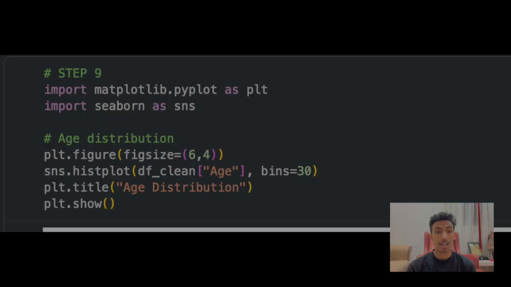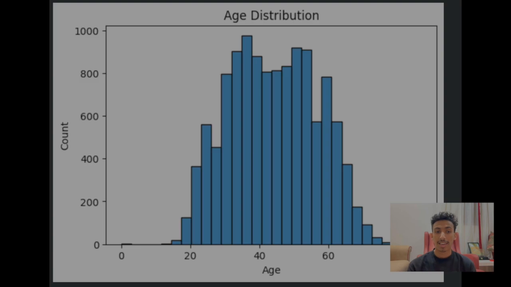Step 11. Visualization. In this step, I visualized the data using different graphs such as histogram, bar chart, and scatter plot. Visualization makes the data easier to understand instead of just looking at numbers. The age distribution shows that drug-related cases are more common in certain adult age groups. This helps us understand which age groups are more affected.